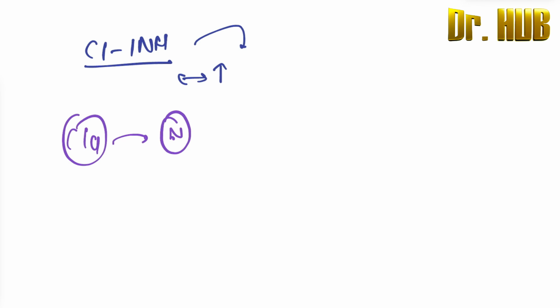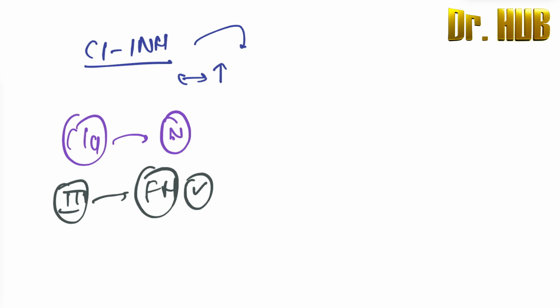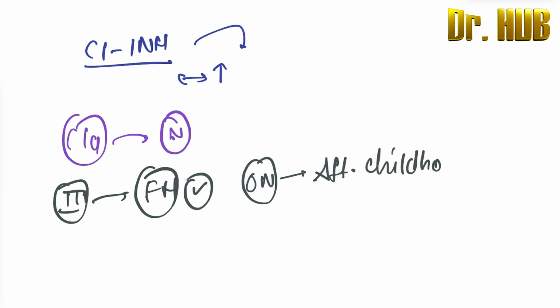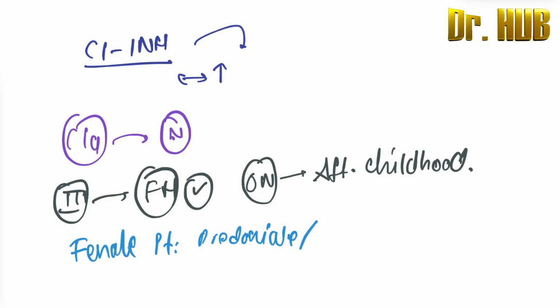Next we look at type 3. In type 3, family history is present in most cases, and the onset is after childhood. The female patients are predominant, and the attacks often appear to be estrogen dependent.